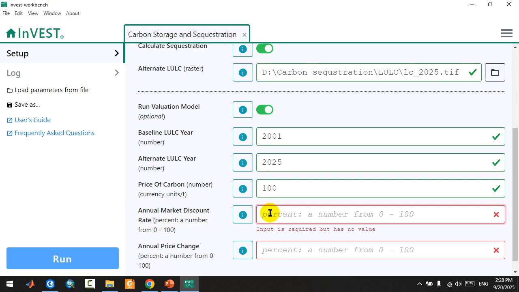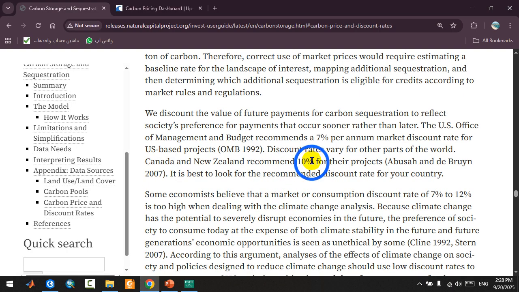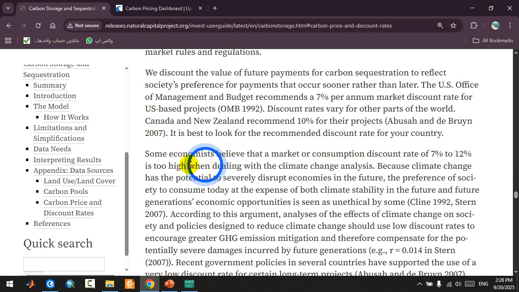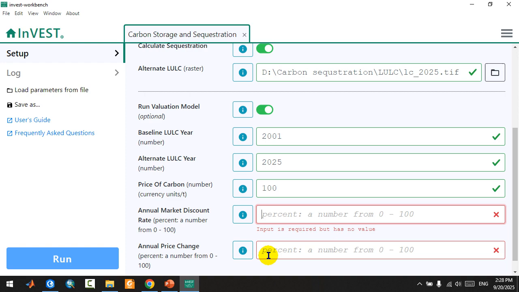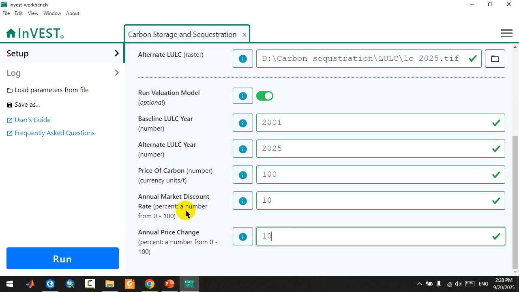Annual market discount between 7 to 12%. I think that is right. Some economists believe that the market and consumption discount rate of 7 to 12% applies as the discount rate of carbon. I imported 10%. Okay, 10%.